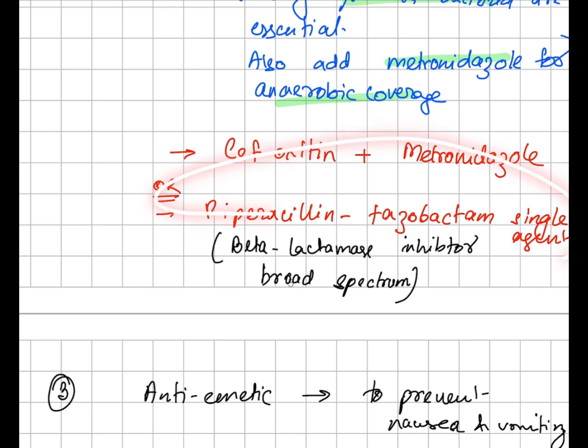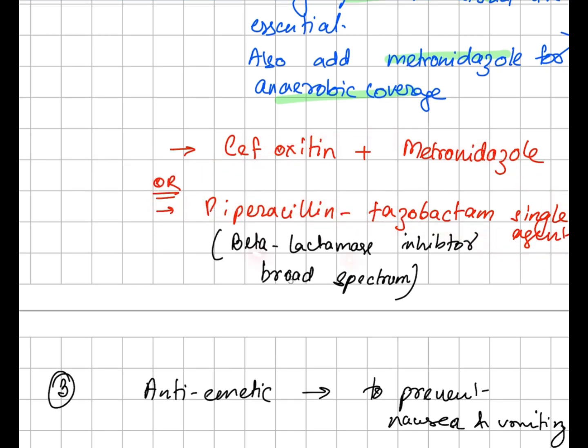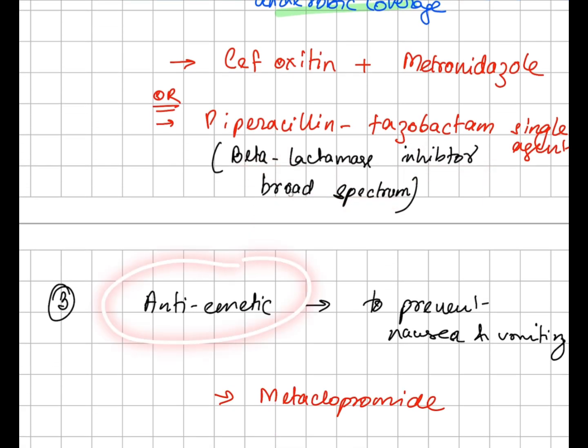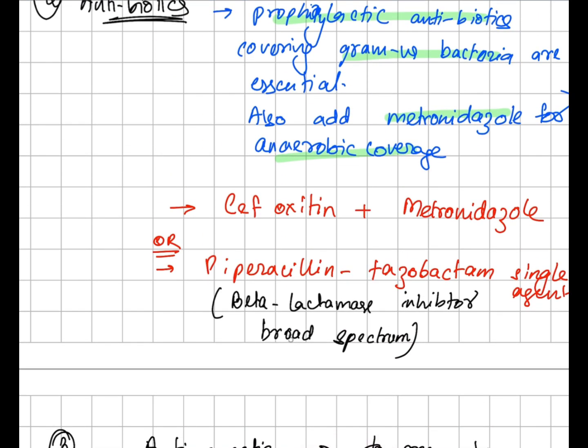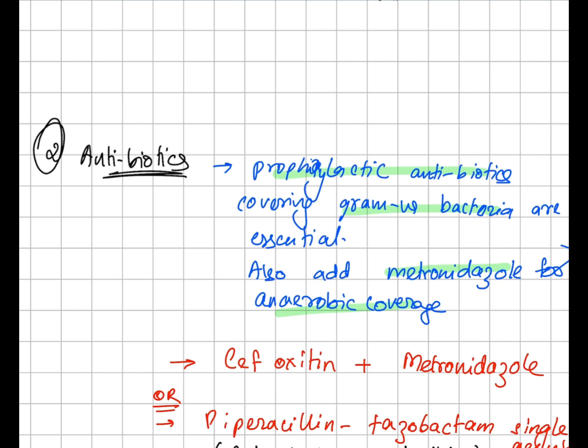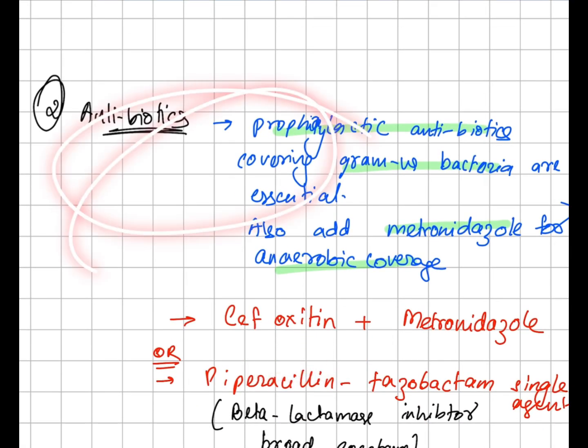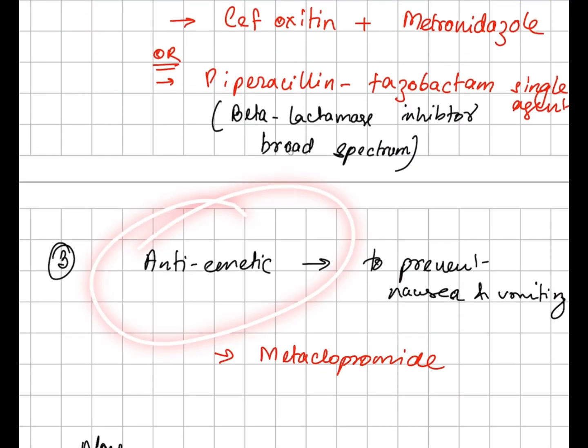This is a single agent, piperacillin plus tazobactam. This is a broad spectrum beta-lactamase inhibitor. And also an antiemetic to prevent nausea and vomiting, metoclopramide. The patient was having vomiting and nausea, so metoclopramide. These are the three types of drugs we will give. First, to relieve the pain he is suffering, then to stabilize him, meaning antibiotics, and then the antiemetic.